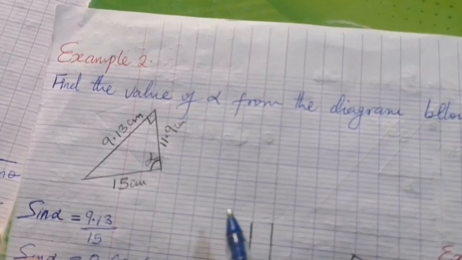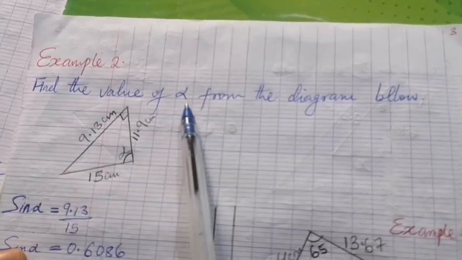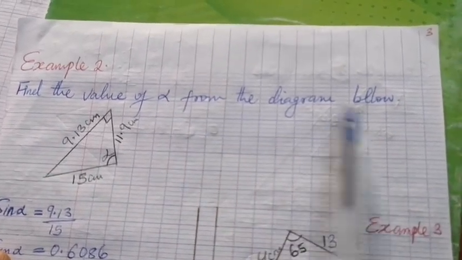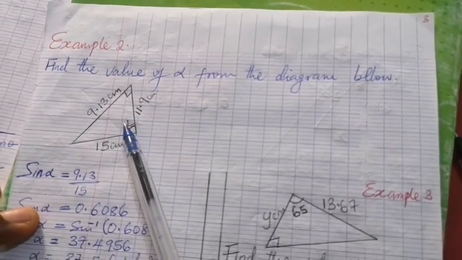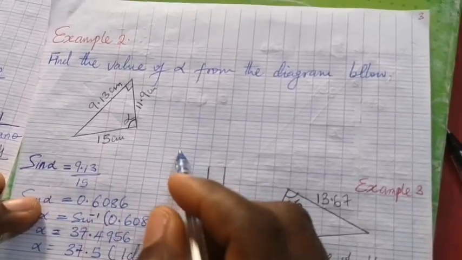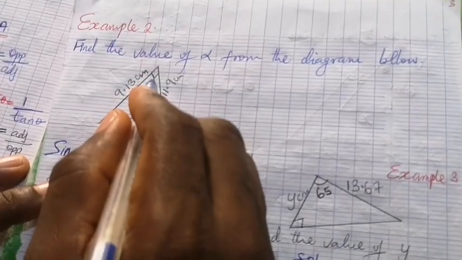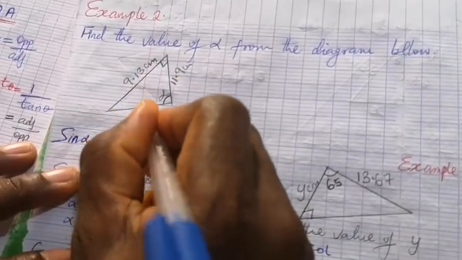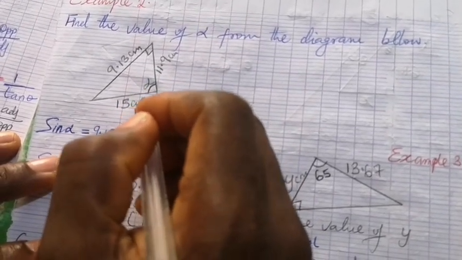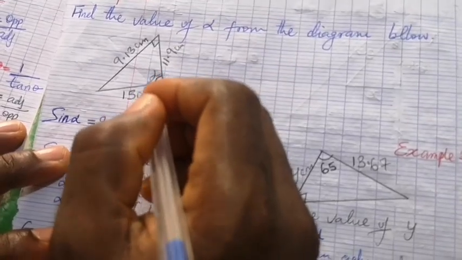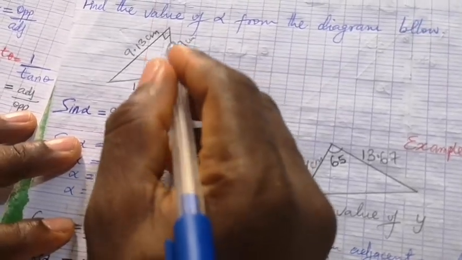Okay, let's take example number 2. In the example, we have: find the value of alpha from the diagram below. So in this diagram, we have to look for the value of this alpha. Okay, now the very first thing we'll do is to define these sides. Starting from here, this is our 90 degrees. So this line is the hypotenuse. Okay, now this alpha is formed by the combination of this hypotenuse and this very line here.